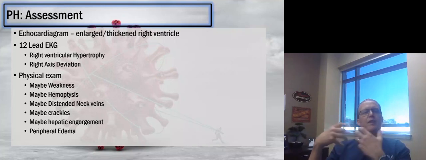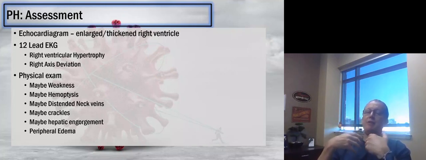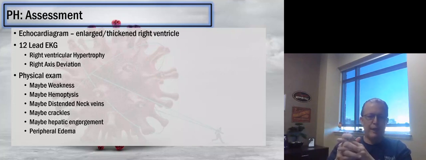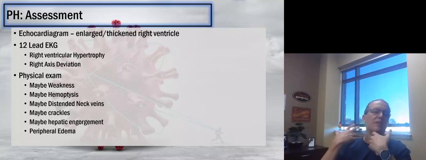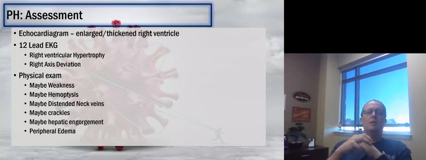Distended neck veins, because of that resultant high pressure in the right ventricle. If it's having trouble moving into the pulmonary capillaries, it may be inclined to back up and create distension in the neck veins. So those things can happen.